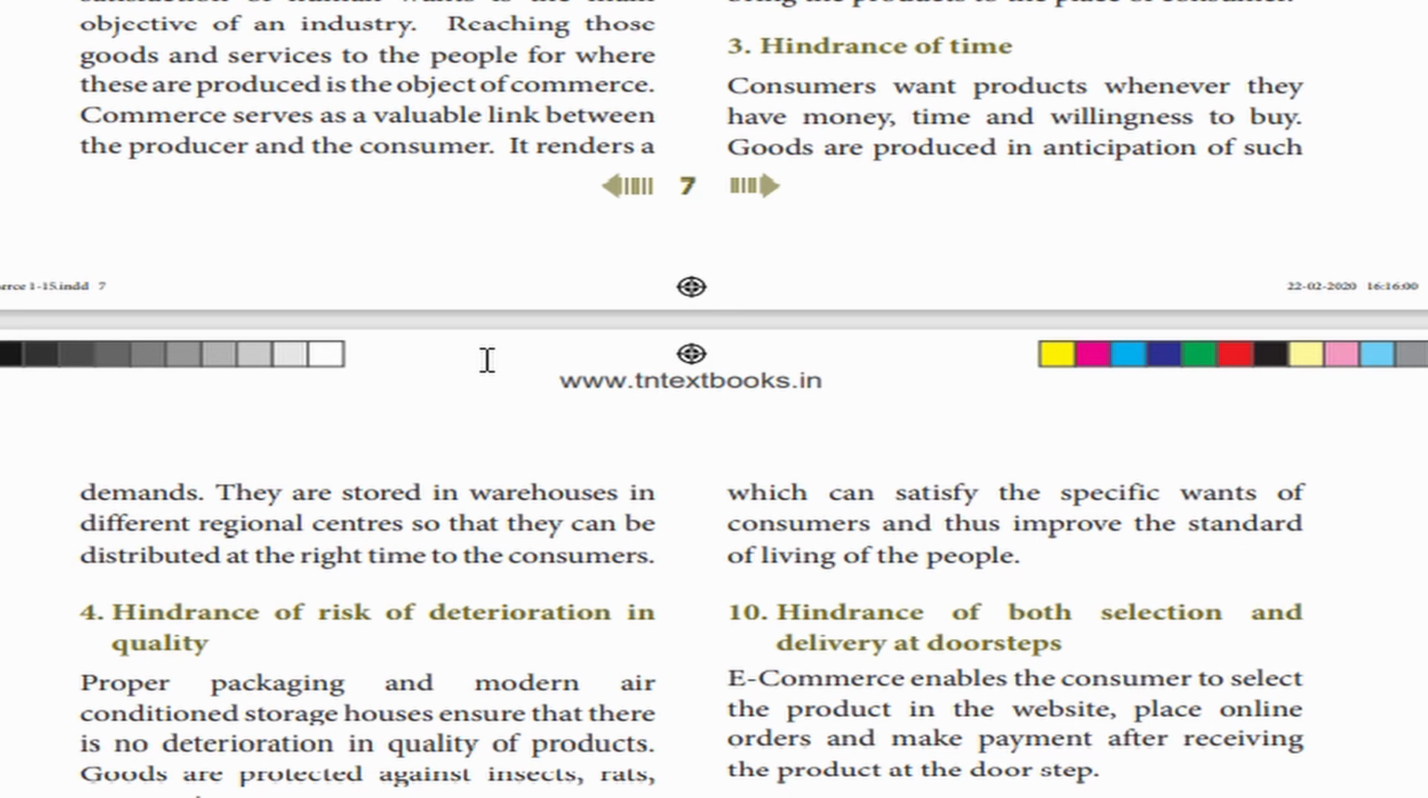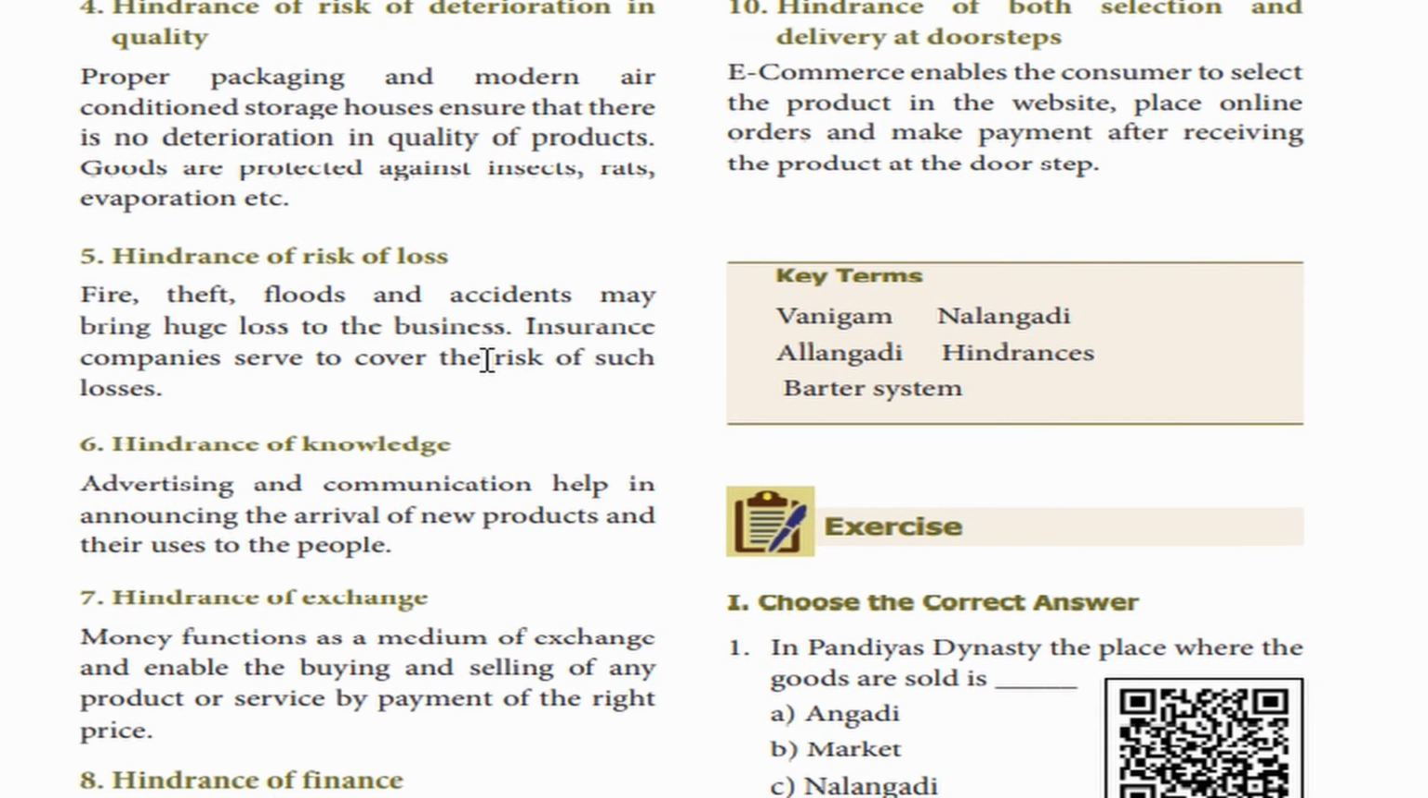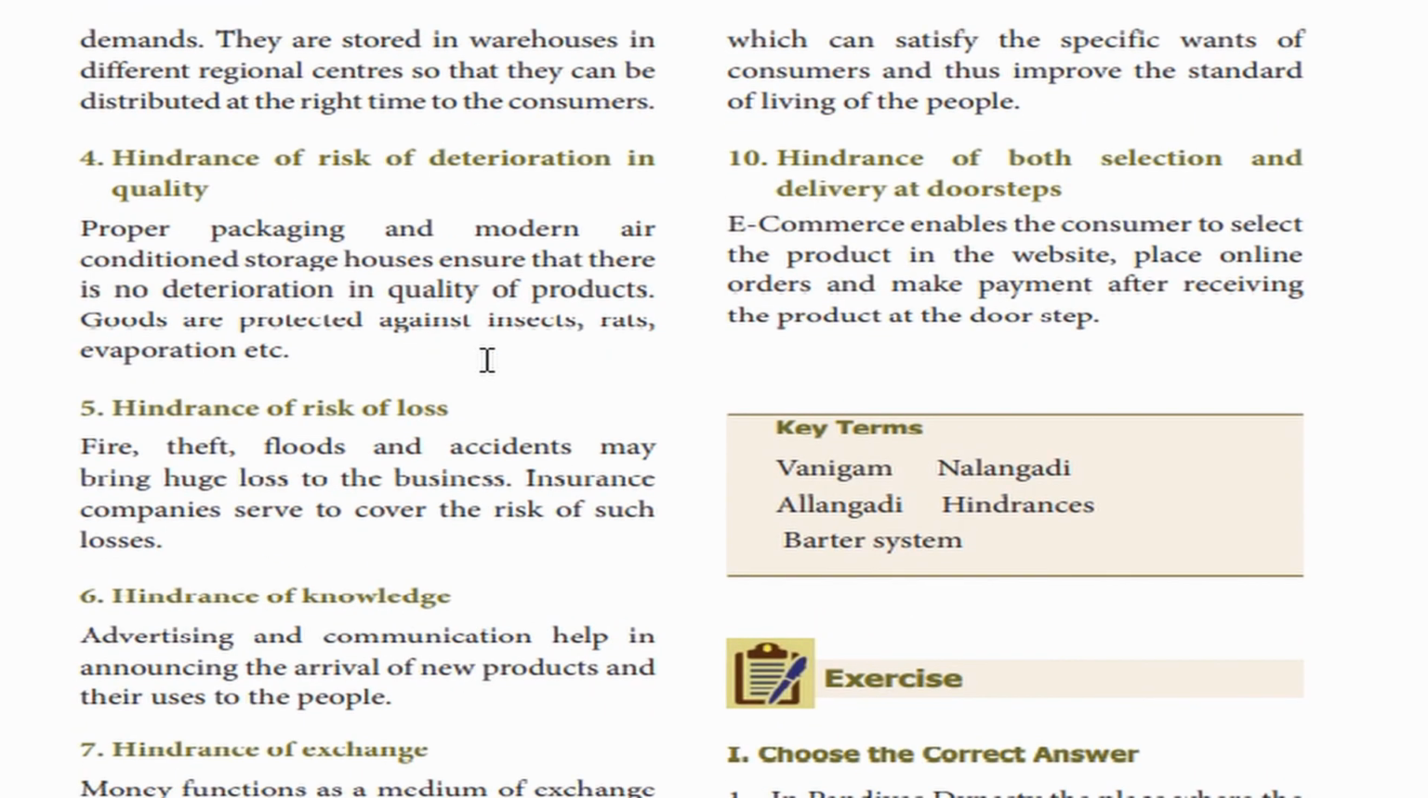So the producer goods are saved in the warehouse, in warehouses in different regions. So if the consumers want any goods, they are able to deliver the product at the time. So next we see about the hindrance of risk of deterioration in quality.